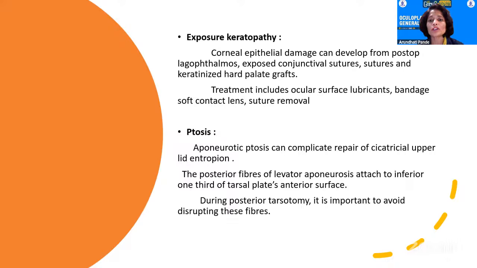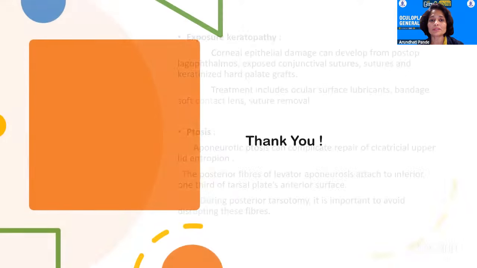Ptosis: aponeurotic ptosis can complicate repair of cicatricial upper lid entropion. The posterior fibers of the levator aponeurosis attach to the inferior one-third of the tarsal plate's anterior surface, and during posterior tarsotomy, it is important to avoid disrupting these fibers.